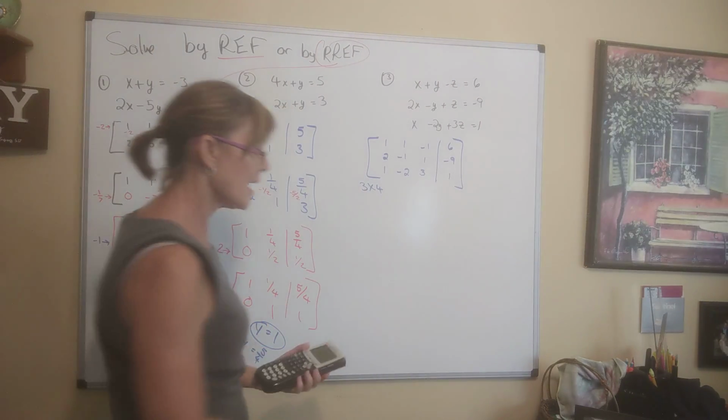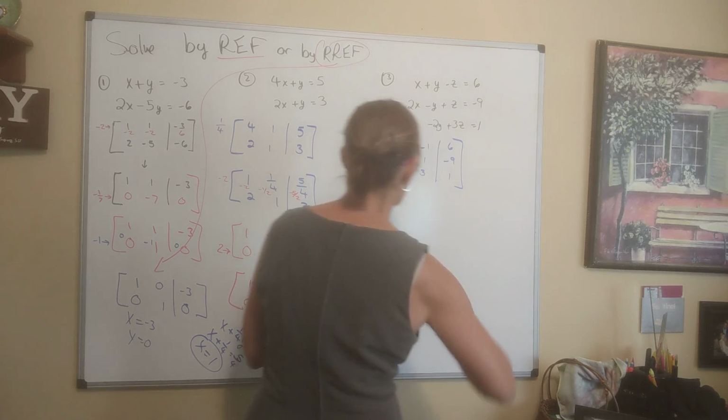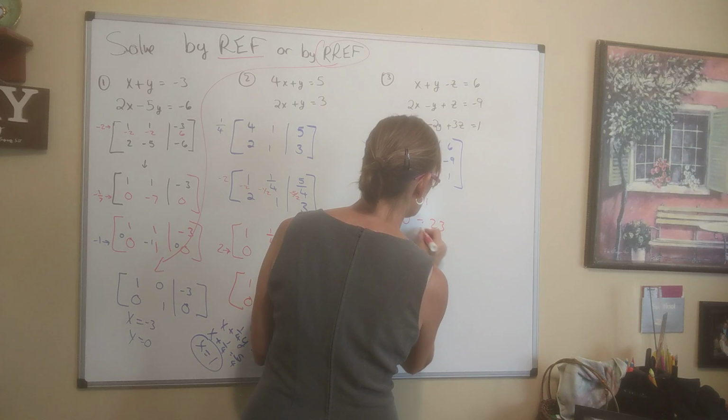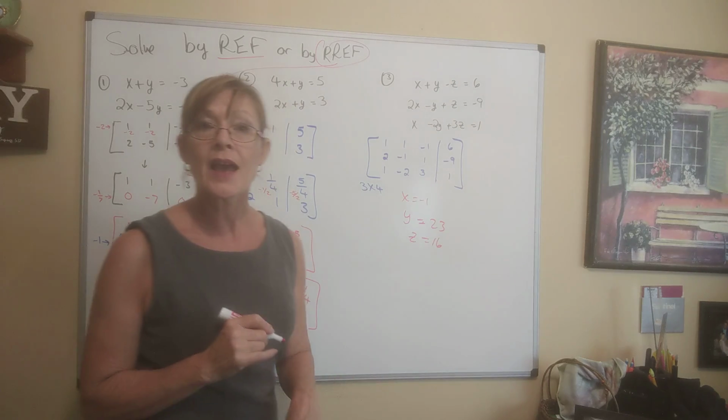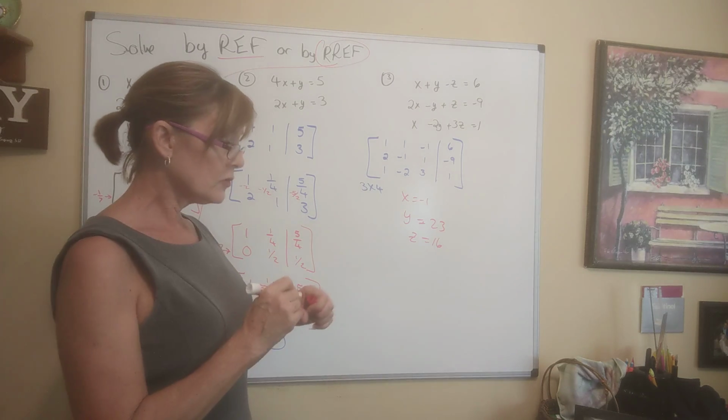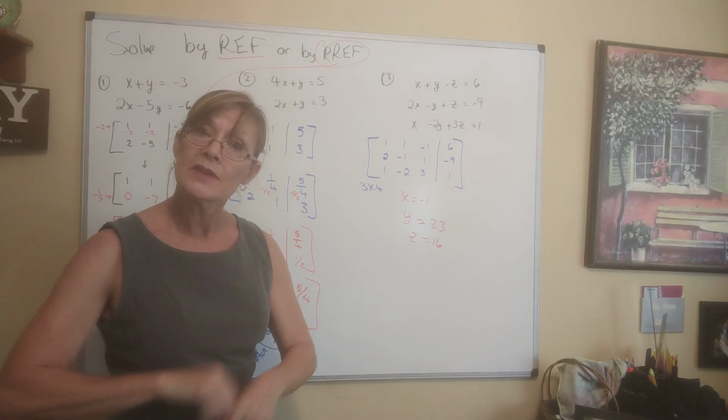And I can see that X is negative 1, Y is 23, and Z is 16, just like that. And so that is a big time saver using calculators. So that's how you do that. We're going to practice it one more time with this word problem.